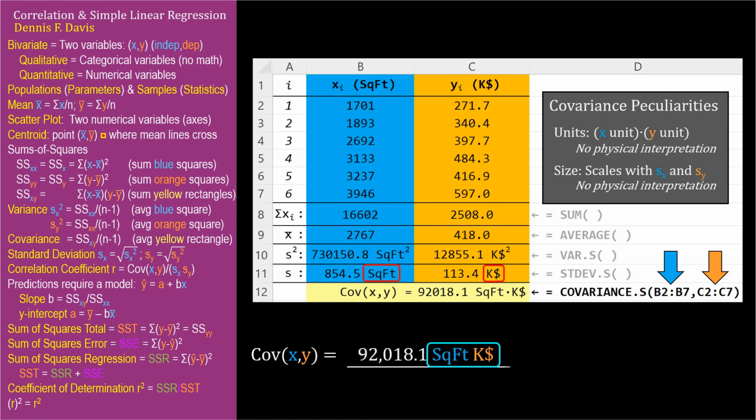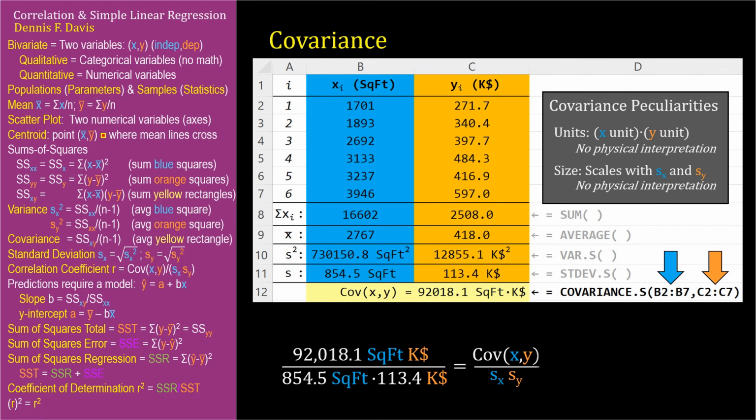We're going to divide the covariance by the product of the x and y standard deviations. This isn't covariance anymore, so I'll remove this label. But I'll write it over here as the numerator of the fraction. Covariance divided by the standard deviation of x times the standard deviation of y. In our quotient, the square foot unit cancels out, and the k dollar unit cancels out. And we have 0.94962 with no units, all rounded up to 0.950. And this statistic is called the correlation coefficient.